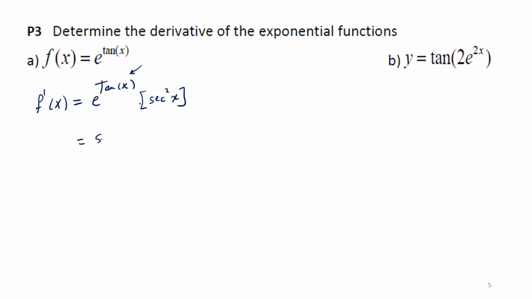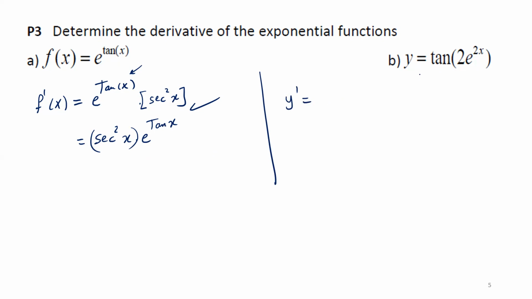So the final answer is secant squared x times e to the 10x. Secant squared x is better written in a bracket, or you can just leave it in this form. The other one: y prime is equal to tan of e power 2x.